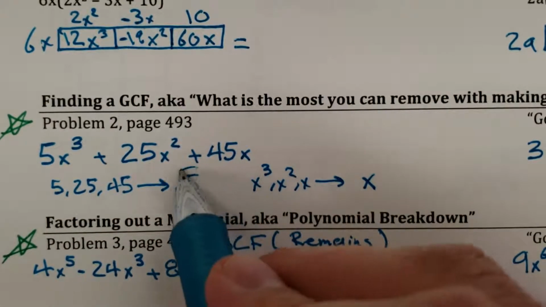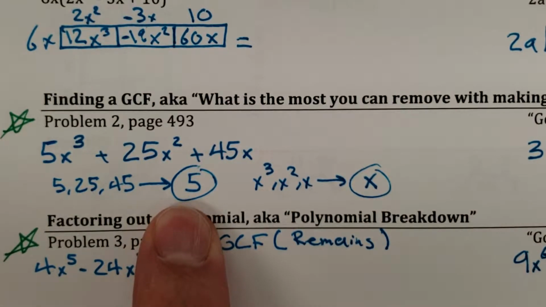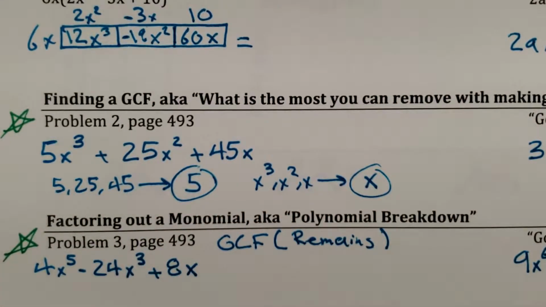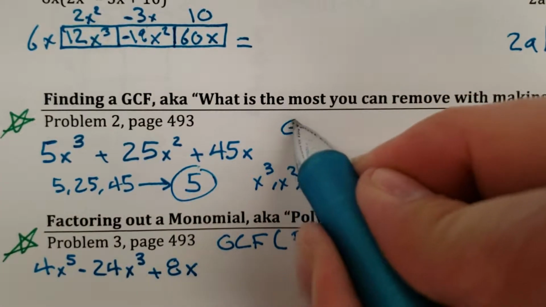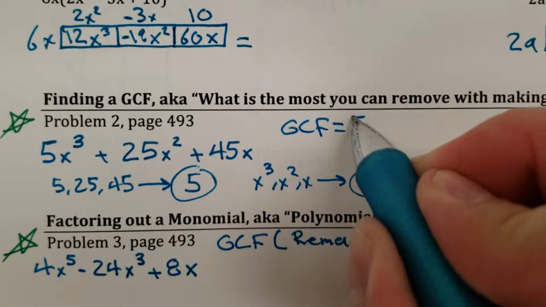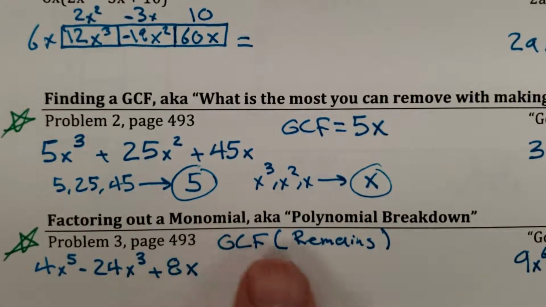So what you do, you make the super combo hybrid. This is the biggest number I can take out. This is the most variables I can take out. So the GCF to this trinomial is going to be 5x. That's it. That's how you find the greatest common factor of a polynomial.